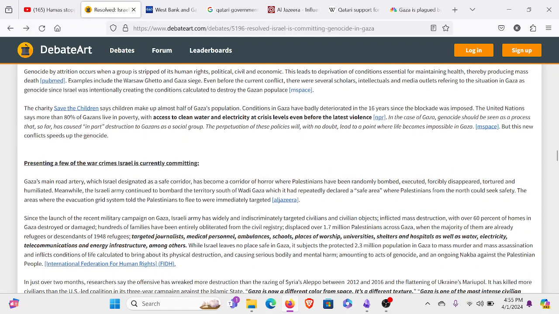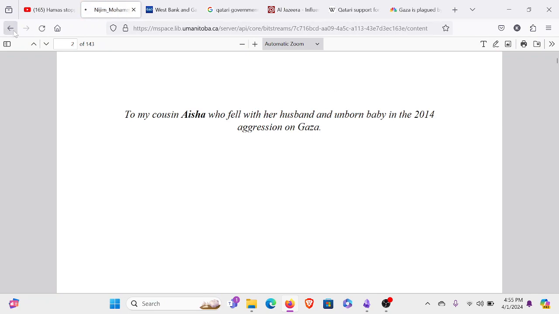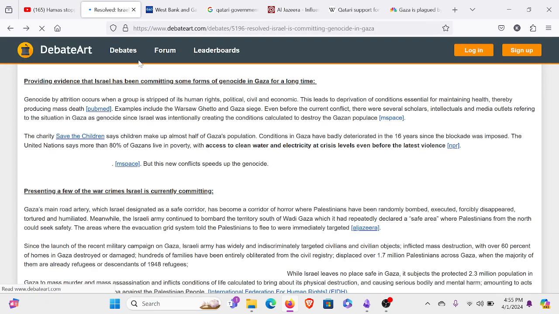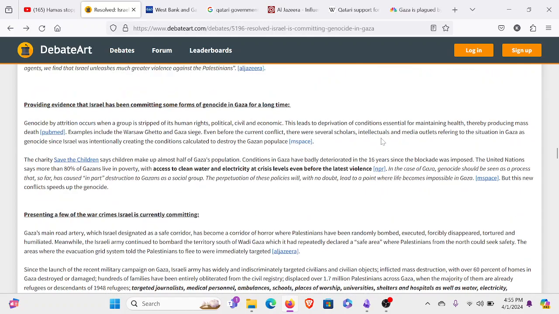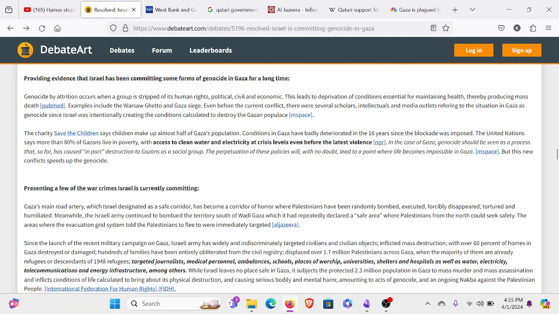The charity Save the Children says children make up half of Gaza's population. Conditions in Gaza have deteriorated in the 16 years since the blockade was imposed. 80% of Gazans live in poverty without access to clean water, with electricity at crisis levels before the latest violence. I wonder why. What is this? Is this the same source? Yeah, it's the same source. He used the same source for that too. Okay. So again, they're using the same source.